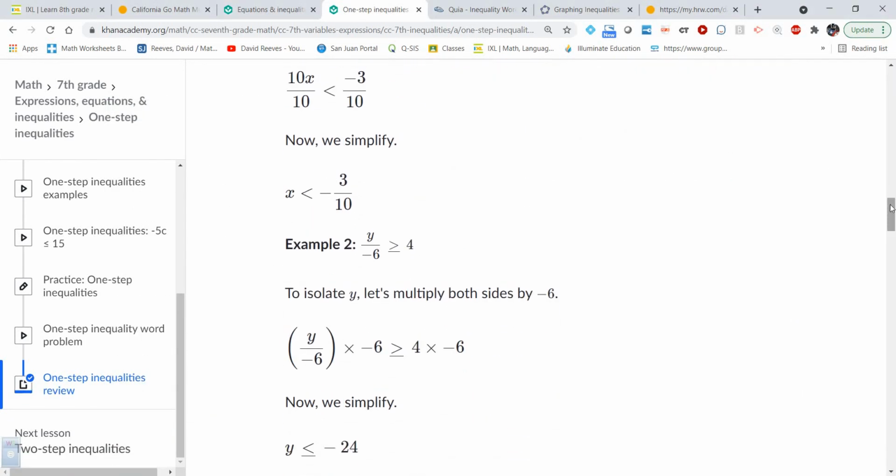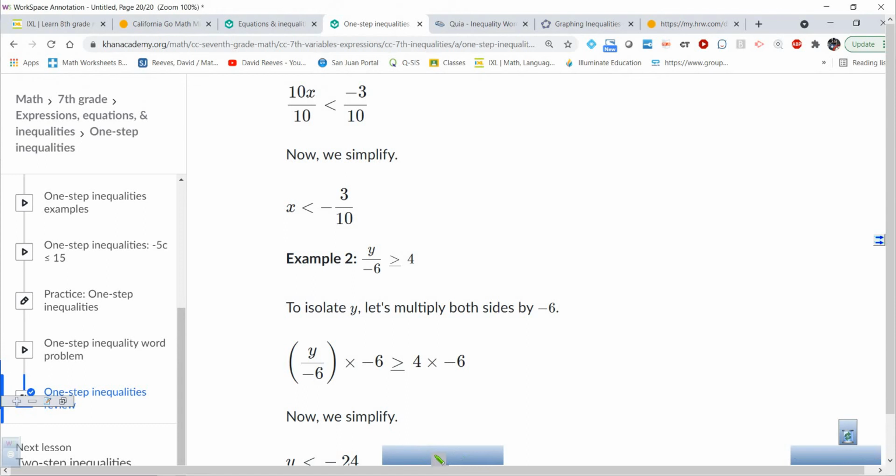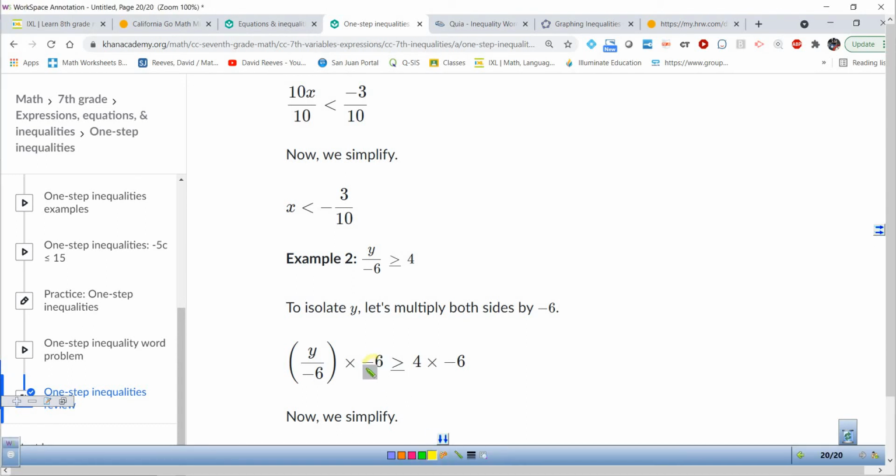All right? But if you take a look at this next one, we've got y divided by -6 is greater than or equal to 4. Well, what's the inverse of dividing? It's multiplying. So what did they do here? They multiplied by what? I wish they had not used that x for multiplication. They really should have used a dot, or parentheses. We don't use x's for multiplication when we're doing algebra. Okay, so I multiplied by -6.